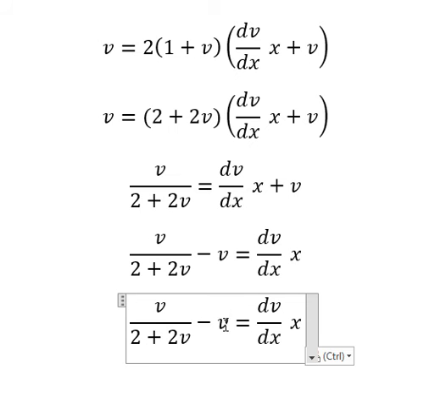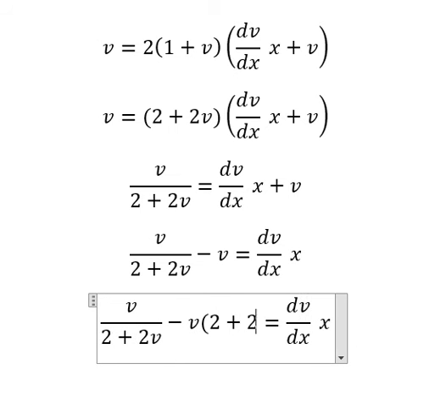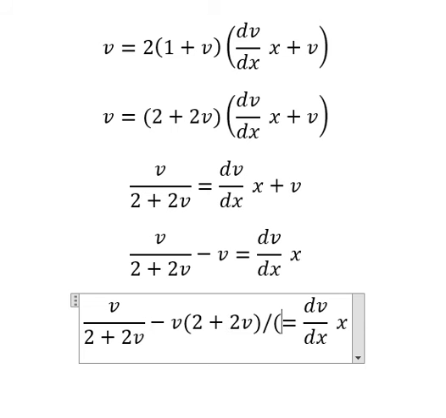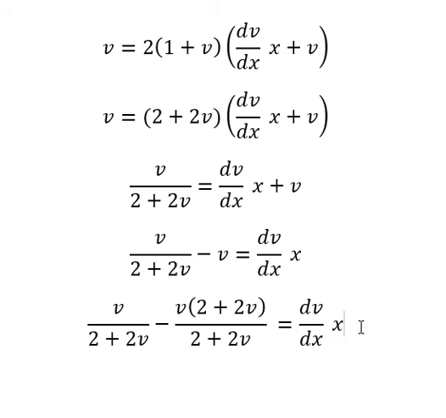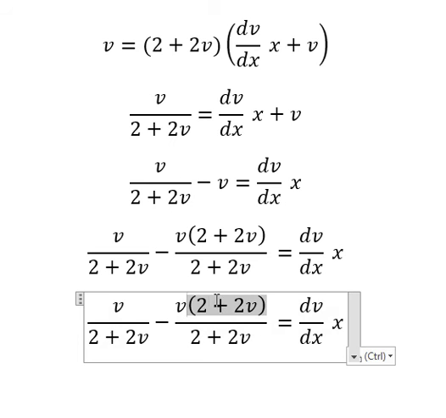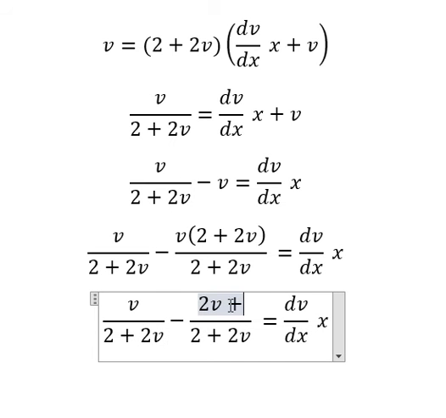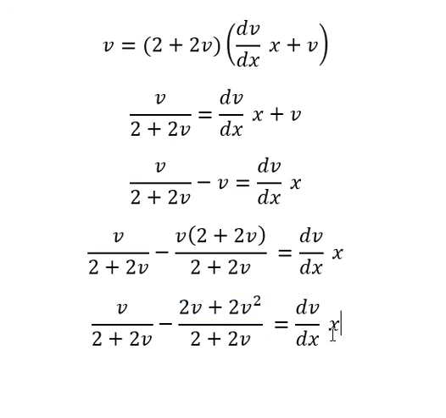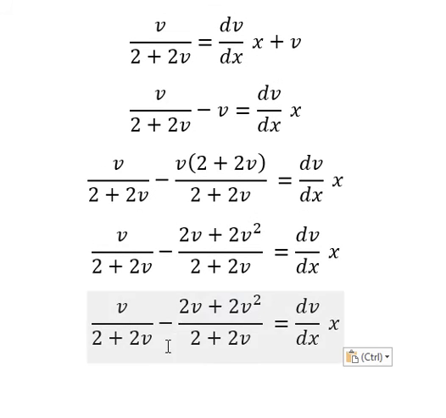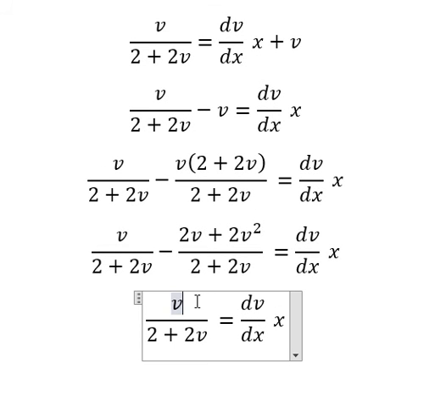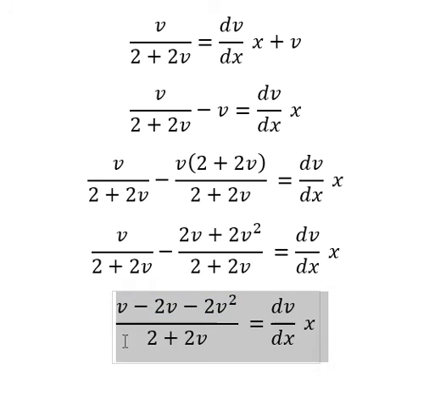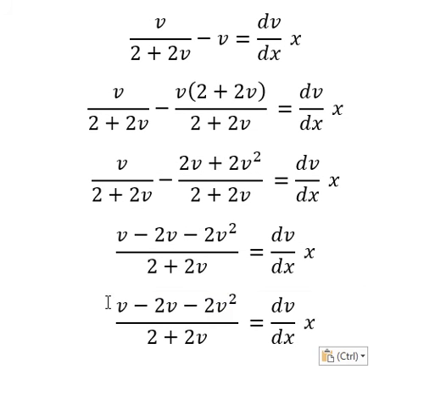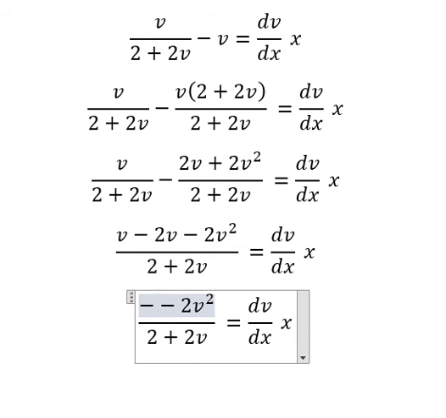Now we can do the common denominator, so we need to multiply by 2 plus 2v on numerator and denominator. So this one you get 2v plus 2v squared. So this one you get negative 2v squared. And this one we get negative v.